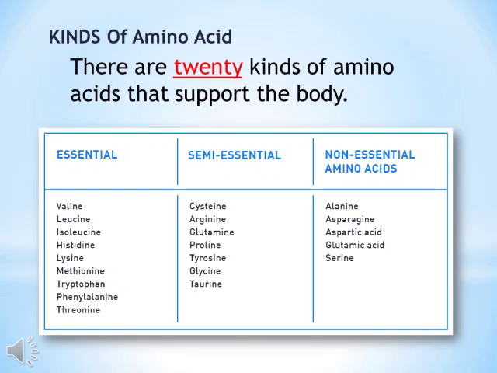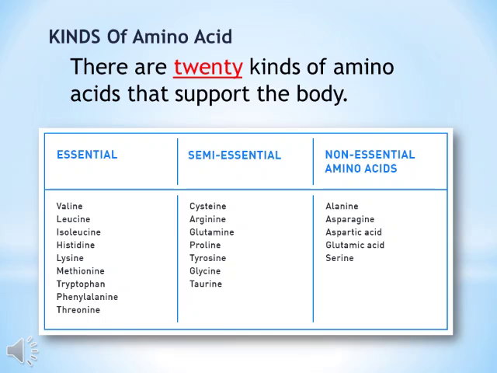There are 20 kinds of amino acids that support the body, each having its own functions, and we can divide them into essential, semi-essential, and non-essential. The essential ones cannot be synthesized in our body, must be taken in the diet, and their deficiency leads to disease, such as leucine, isoleucine, tryptophan, methionine, valine, phenylalanine, lysine.